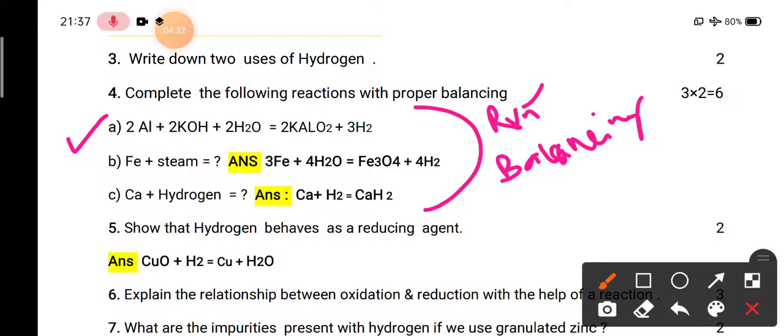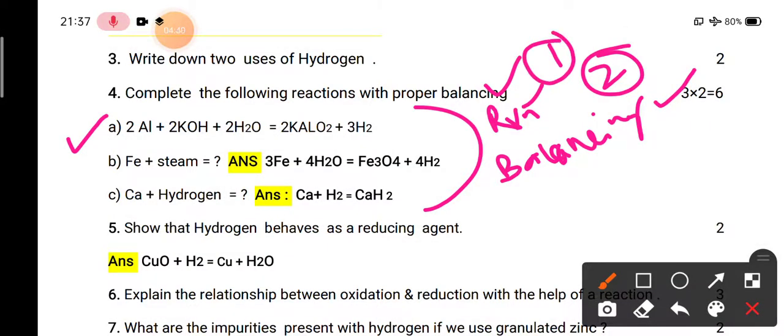If both of them are there, that is the reaction and correct balancing, then you will get 2 marks. Any one of them will only give you 1 mark. So if you give only the reaction, then you will get only 1 mark. Reaction along with balancing is required. If both the reaction and the balancing are correct, then you will get 2 marks.